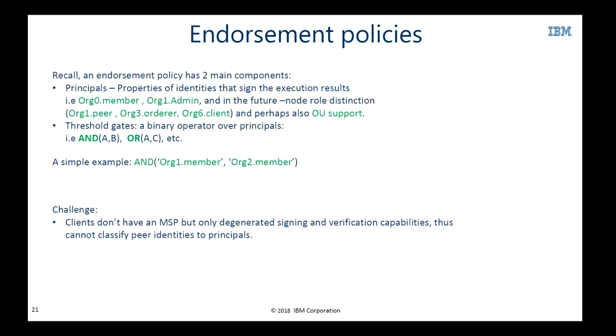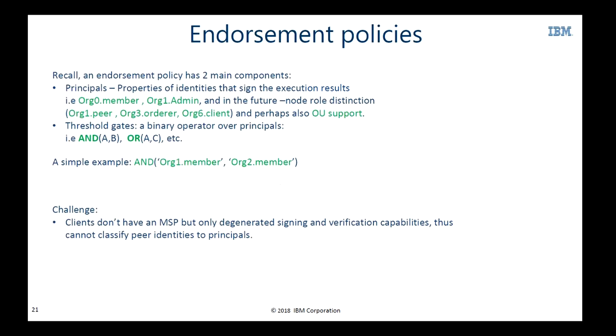Also, we have threshold gate, as I said. A threshold gate is just a binary operator over 2 subsets of other threshold gates, and of course, each such gate might be just instead a principal itself. So for example, if we have an AND on org1 member and org2 member, it means that this endorsement policy is satisfied only if we have a signature from org1 and a signature from org2.